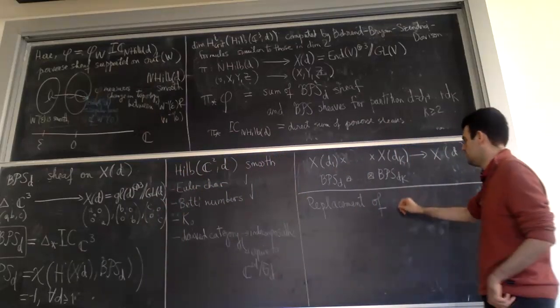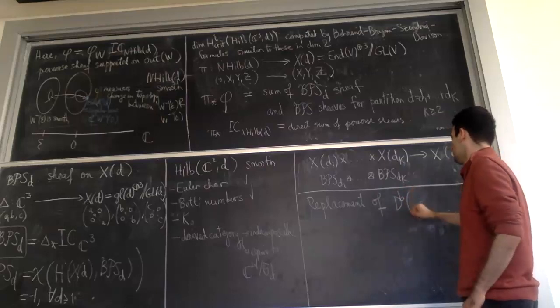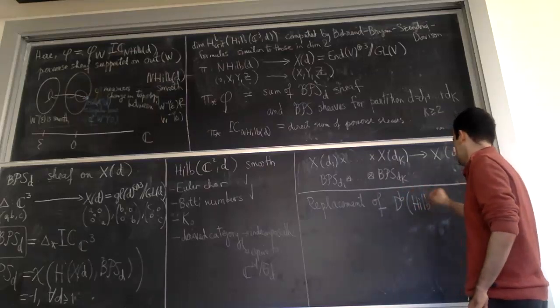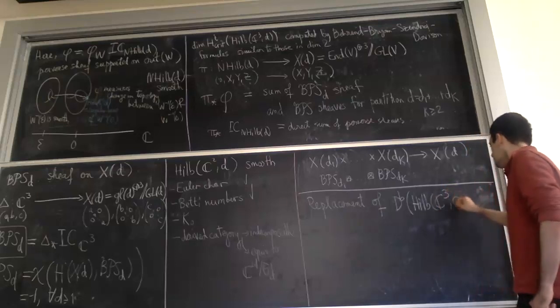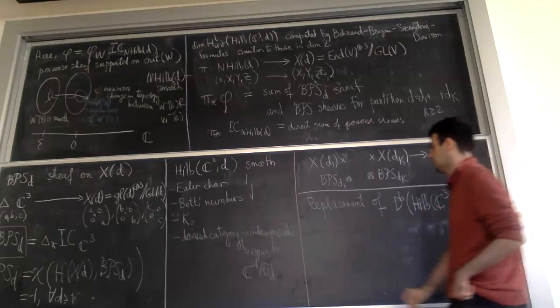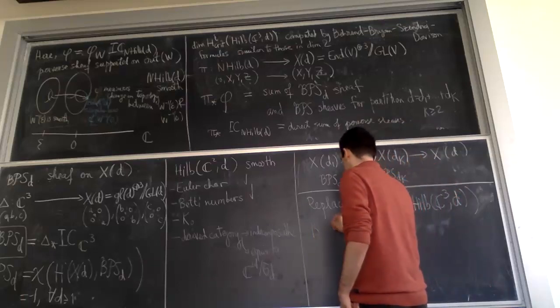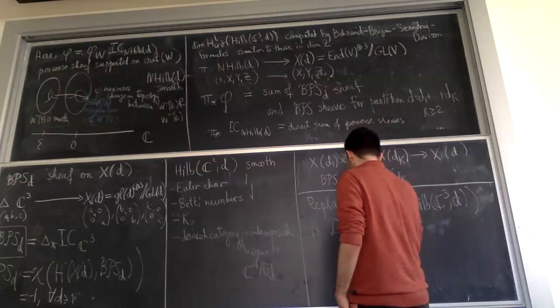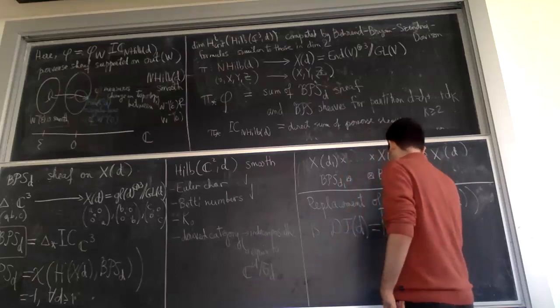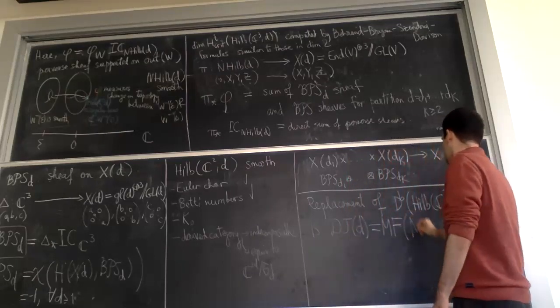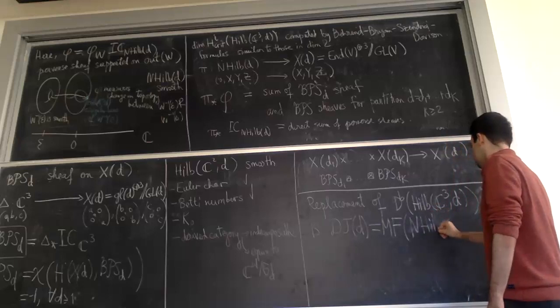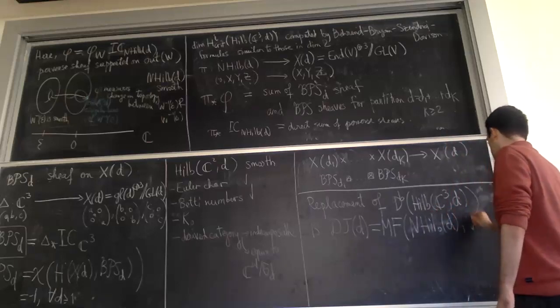Yeah. So the replacement of this category of coherent sheaves on the Hilbert scheme of C^3, Hilb^d, is given by a category of matrix factorizations. So it's DT_d equals matrix factorizations on Hilb^d for the regular function W.